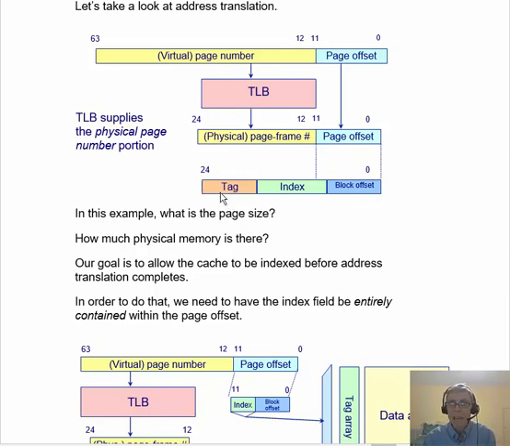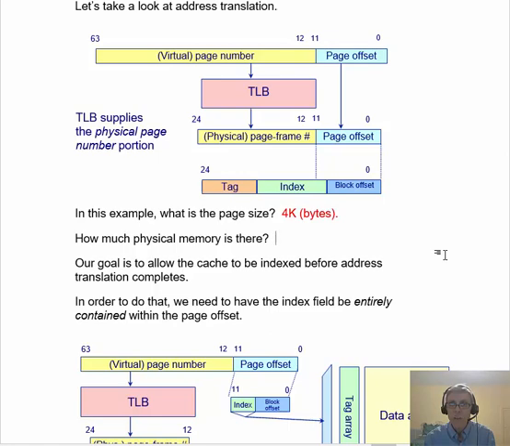And then for cache access purposes, this physical address is divided into tag, index, and block offset fields. So don't confuse the block offset with the page offset. In this example, take a look at it. What's the page size? That's right, it's 4K bytes because the page offset is 12 bits wide, and that corresponds to 4 kilobytes.